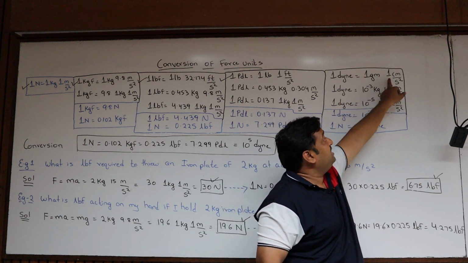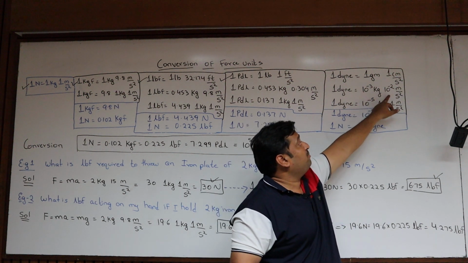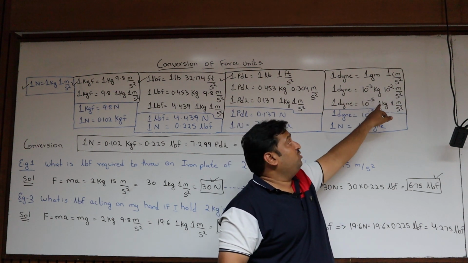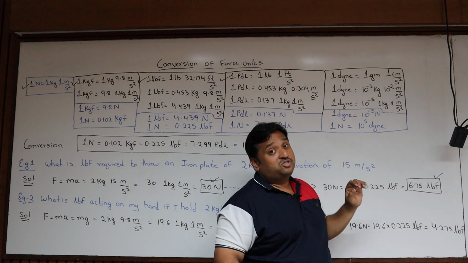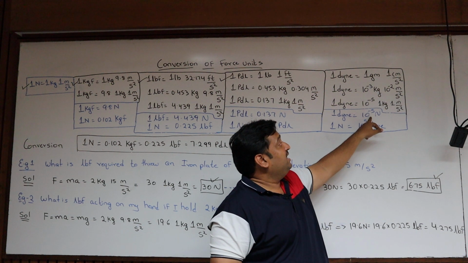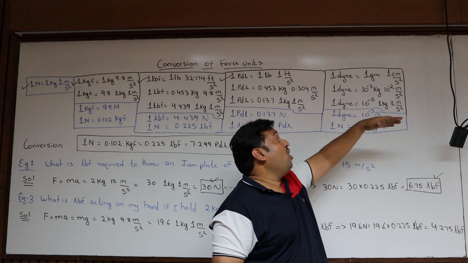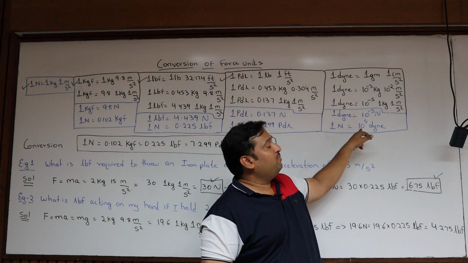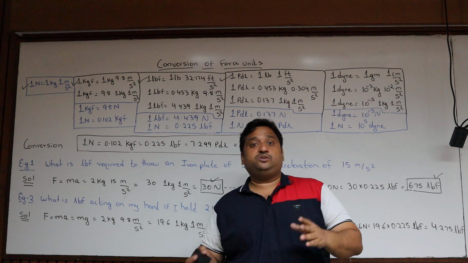1 dyne is equal to 10 power minus 3 kg, because 1 gram is equal to 10 power minus 3 kg. What is 1 centimeter? 10 power minus 2 meter. So 10 power minus 3 into 10 power minus 2 is equal to 10 power minus 5 into 1 kg into 1 meter per second square. What is 1 kg into 1 meter per second square? It is nothing but Newton. That means 1 dyne is equal to 10 power minus 5 Newton, or 1 Newton is equal to 10 power 5 dyne. This is how you can convert dyne force to Newton and Newton to dyne force.